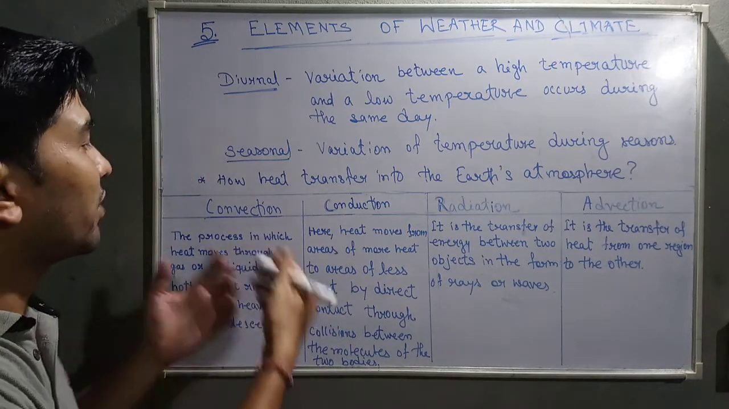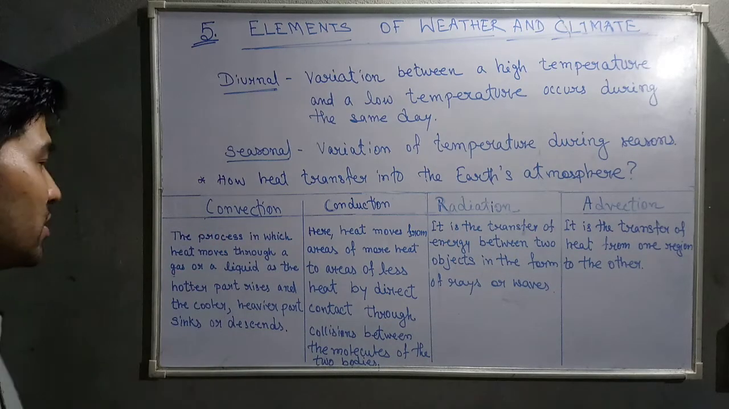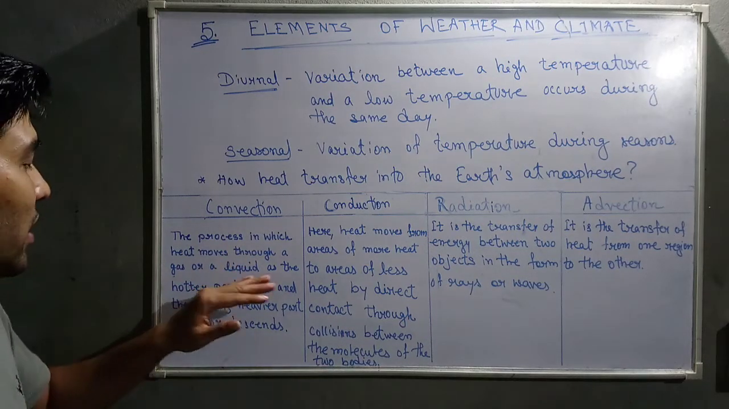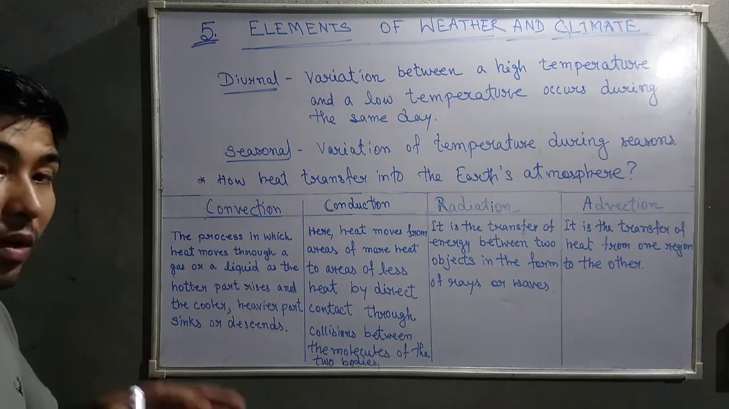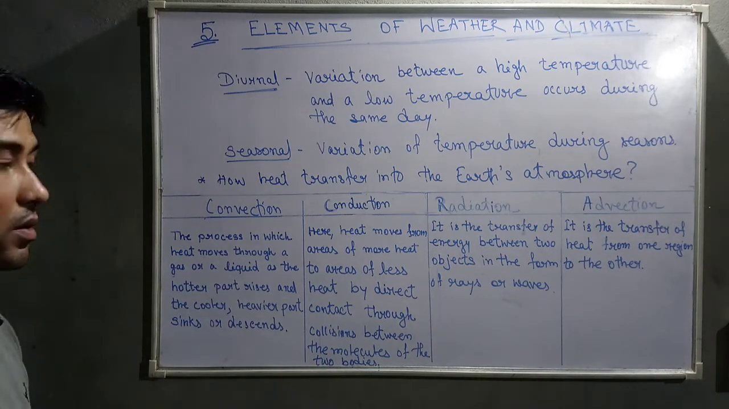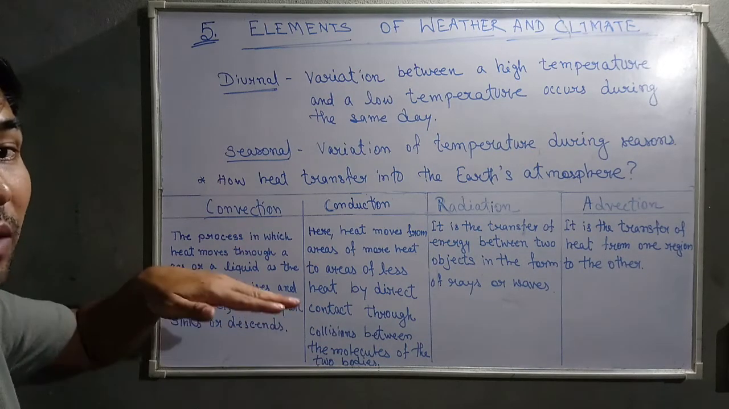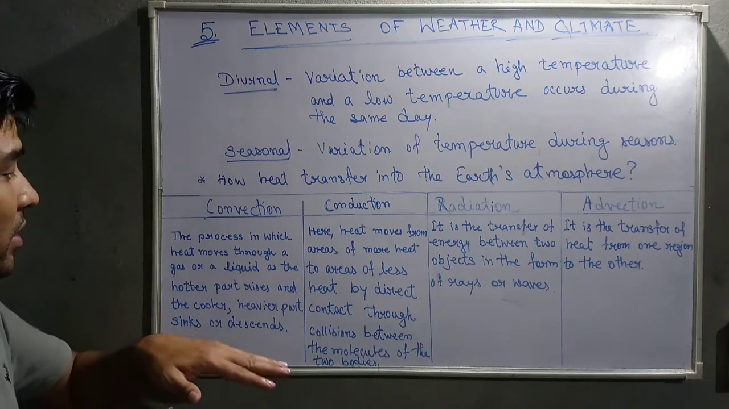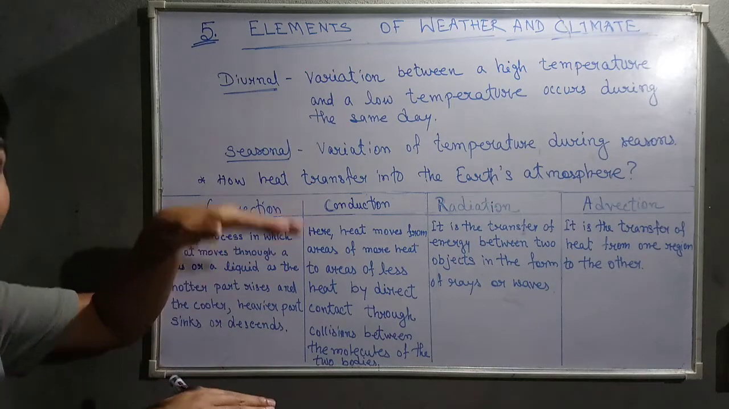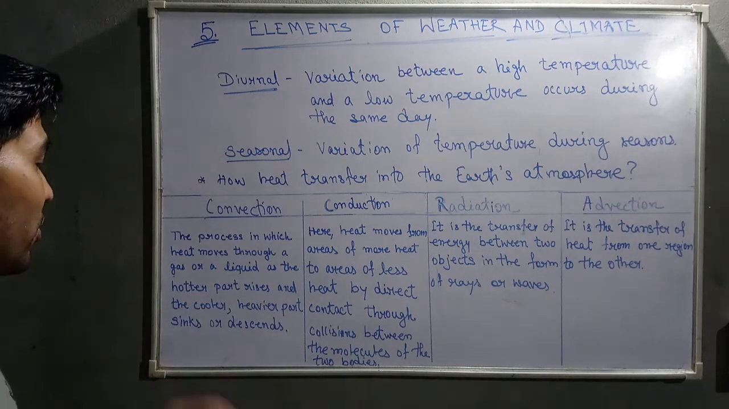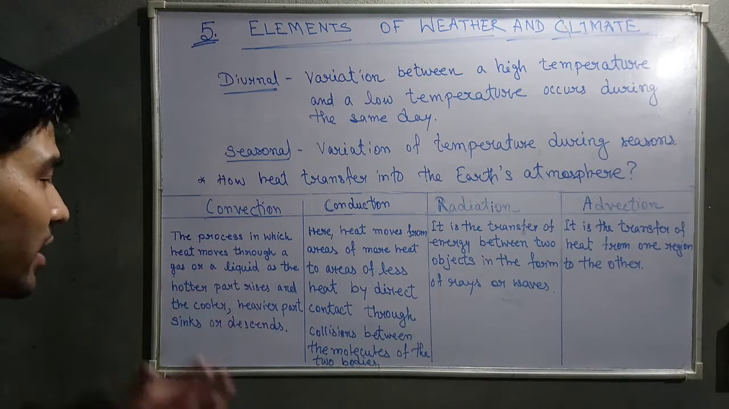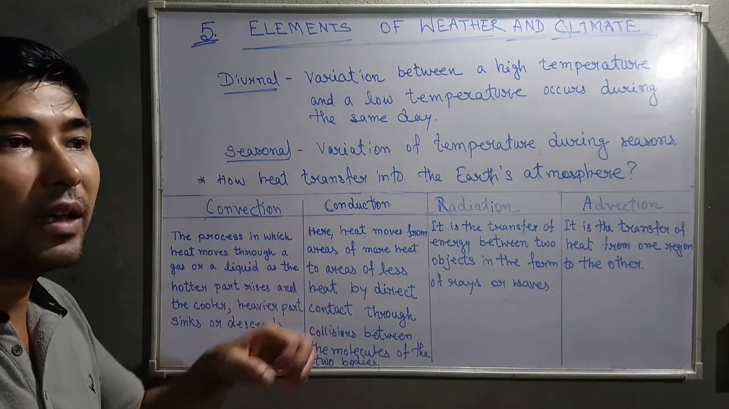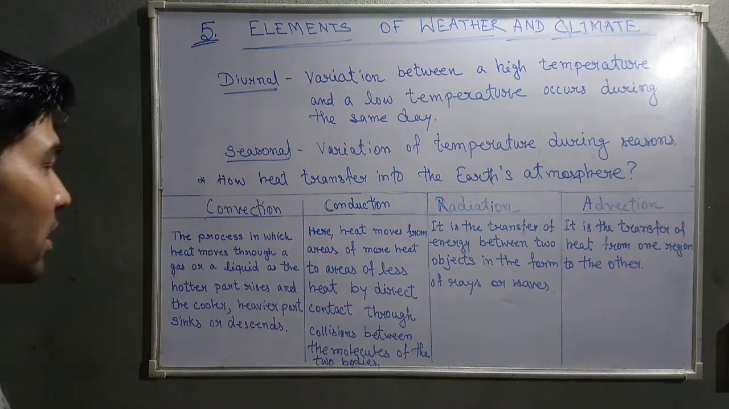Let's see. The first one is convection. Convection is the process where heat moves through a gas or a liquid as the hotter part rises and the cooler or heavier part descends, or sinks. The hotter part will rise up and the cooler part will go down. So if a gas or a liquid is heated, it will rise up, and if it becomes cooler, then it will come down. That is convection.